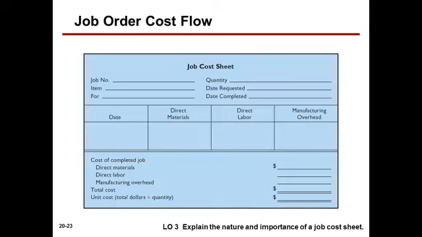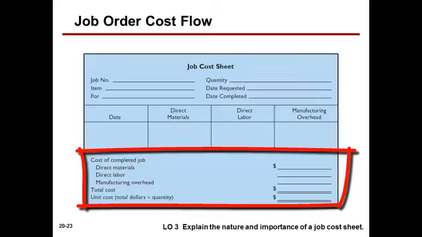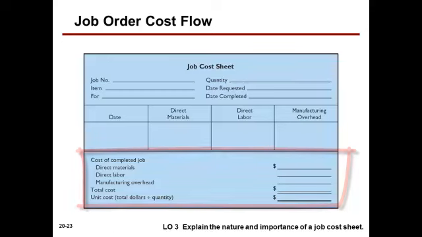Here's an example. In this record, we'll accumulate costs by job number, all direct material costs that are used for the job, direct labor used in its assembly, and manufacturing overhead applied. The bottom section will be completed later when the job is fully completed and moved to the finished product inventory account. First, this is a subsidiary record for the work in process inventory account as production begins.